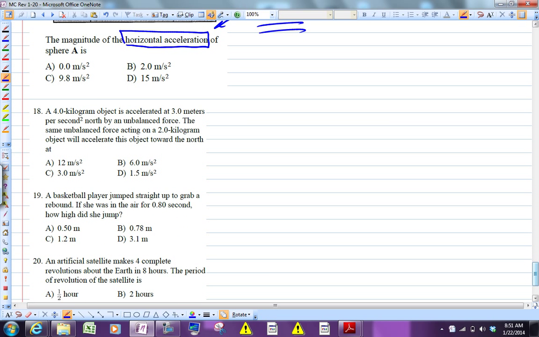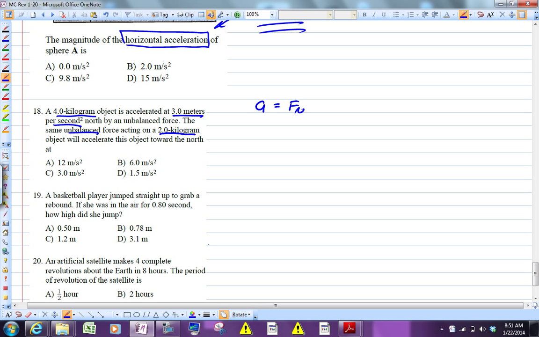In question 18, you're given an object and an acceleration and a mass. This is an F net equals ma question. So you're told it's 4 kilograms, and the first time you push it, 3 meters per second squared. And the second time you push it, it has the same force, but it has half the mass. Now there's two ways of doing this. You could actually do the calculations, or you could just sort of reason it. Let's just sort of reason it.